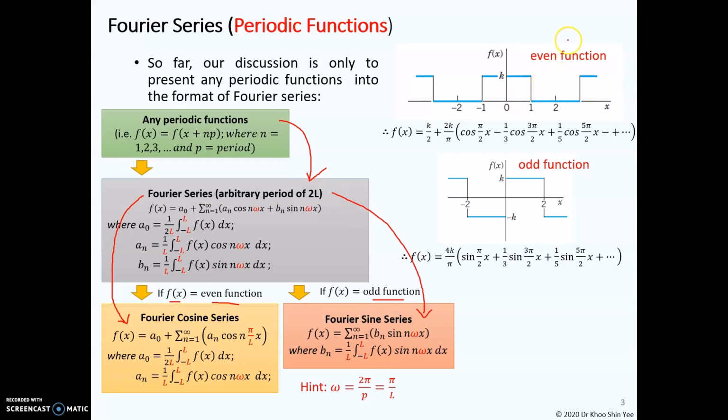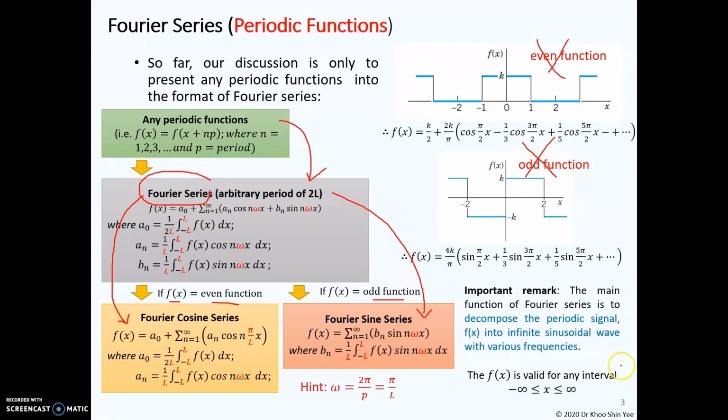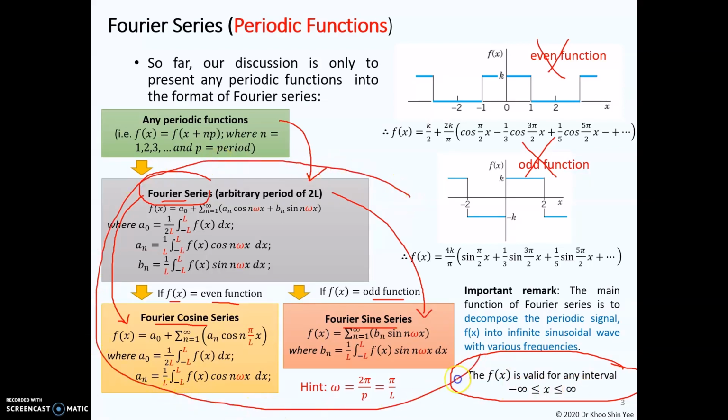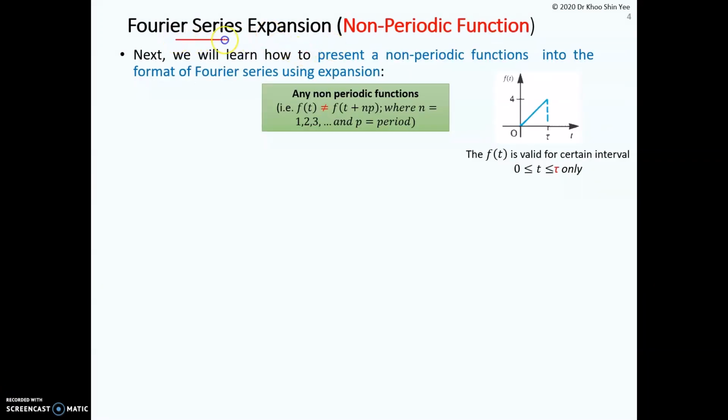If the periodic function is neither even nor odd, then we need to use the Fourier series to solve the problem. You must know that the periodic function expressed in terms of the Fourier series, Fourier cosine series, or the Fourier sine series is valid in any interval from negative infinity to infinity. This means that the x variable in these three equations is valid for all the numbers from negative infinity to infinity. In this chapter, we will perform the Fourier series expansion for the non-periodic function.